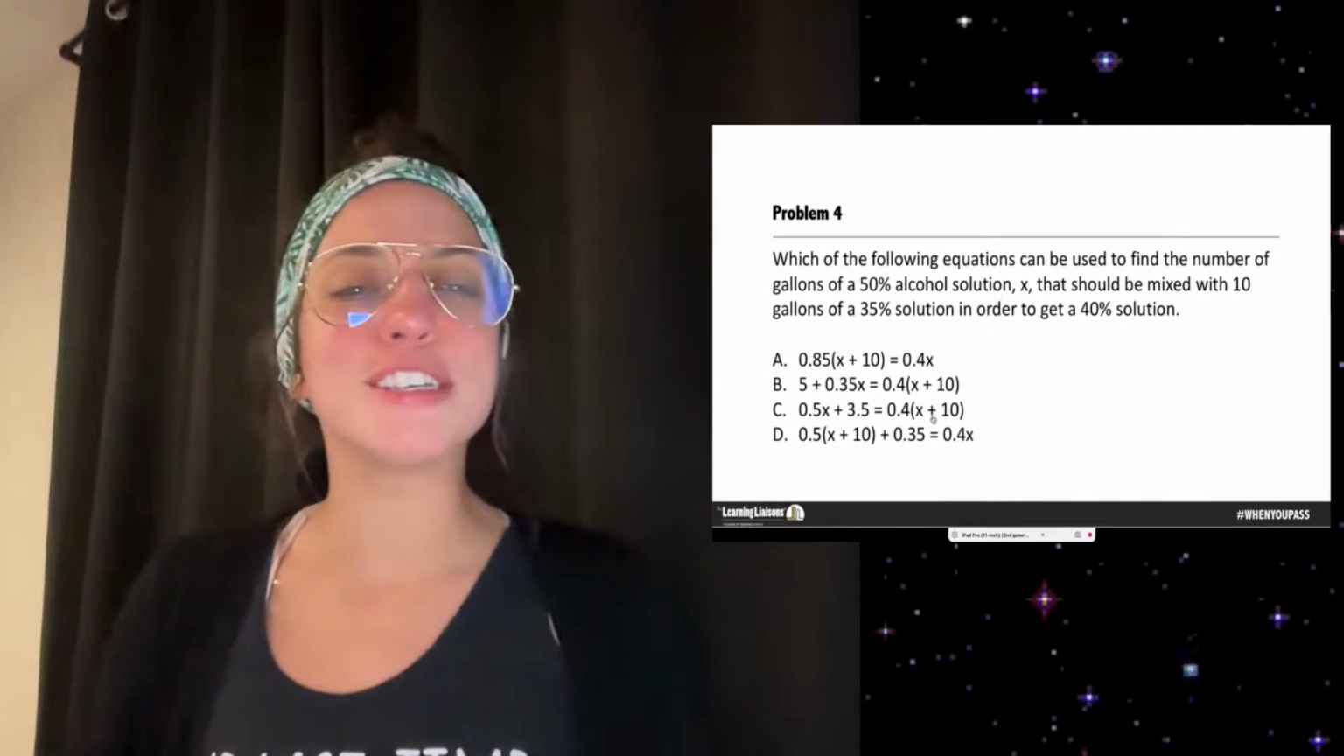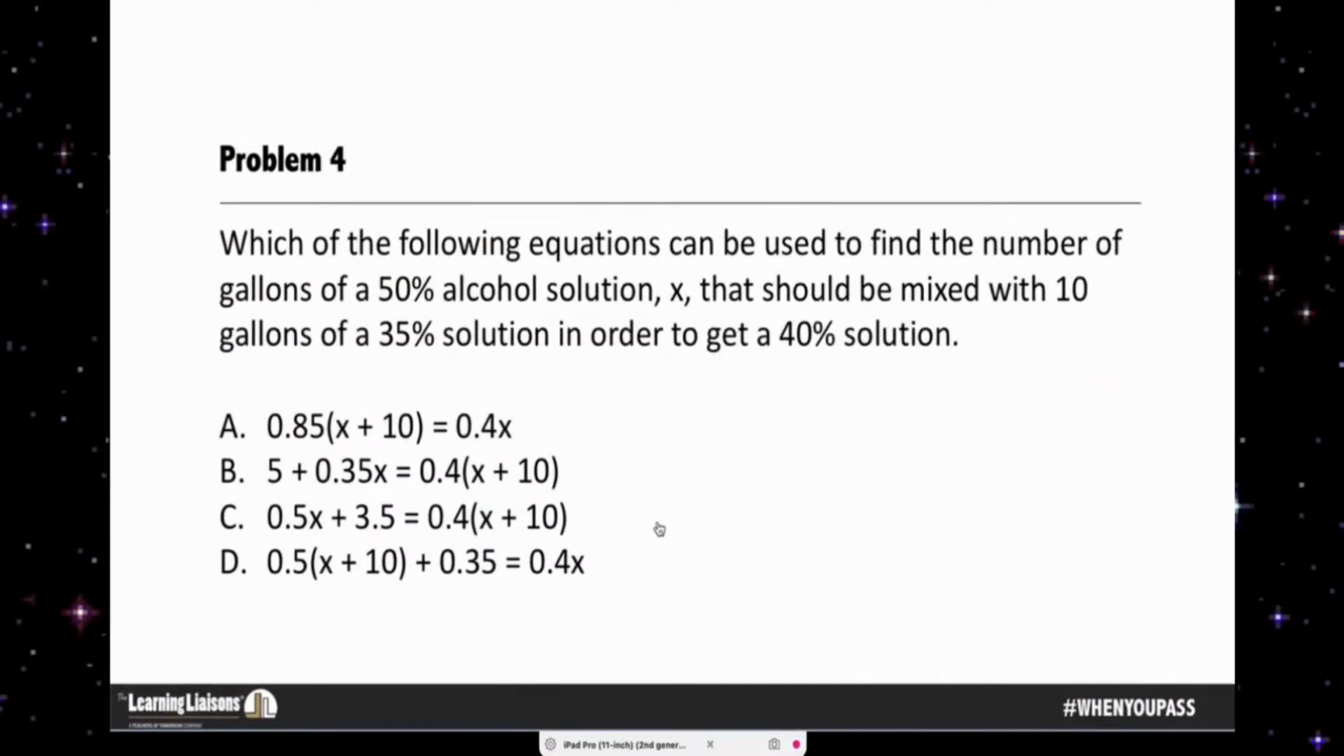Here's the solution problem. Let's go ahead and read it. Which of the following equations can be used to find the number of gallons of a 50% alcohol solution, X, that should be mixed with 10 gallons of a 35% solution in order to get a 40% solution?